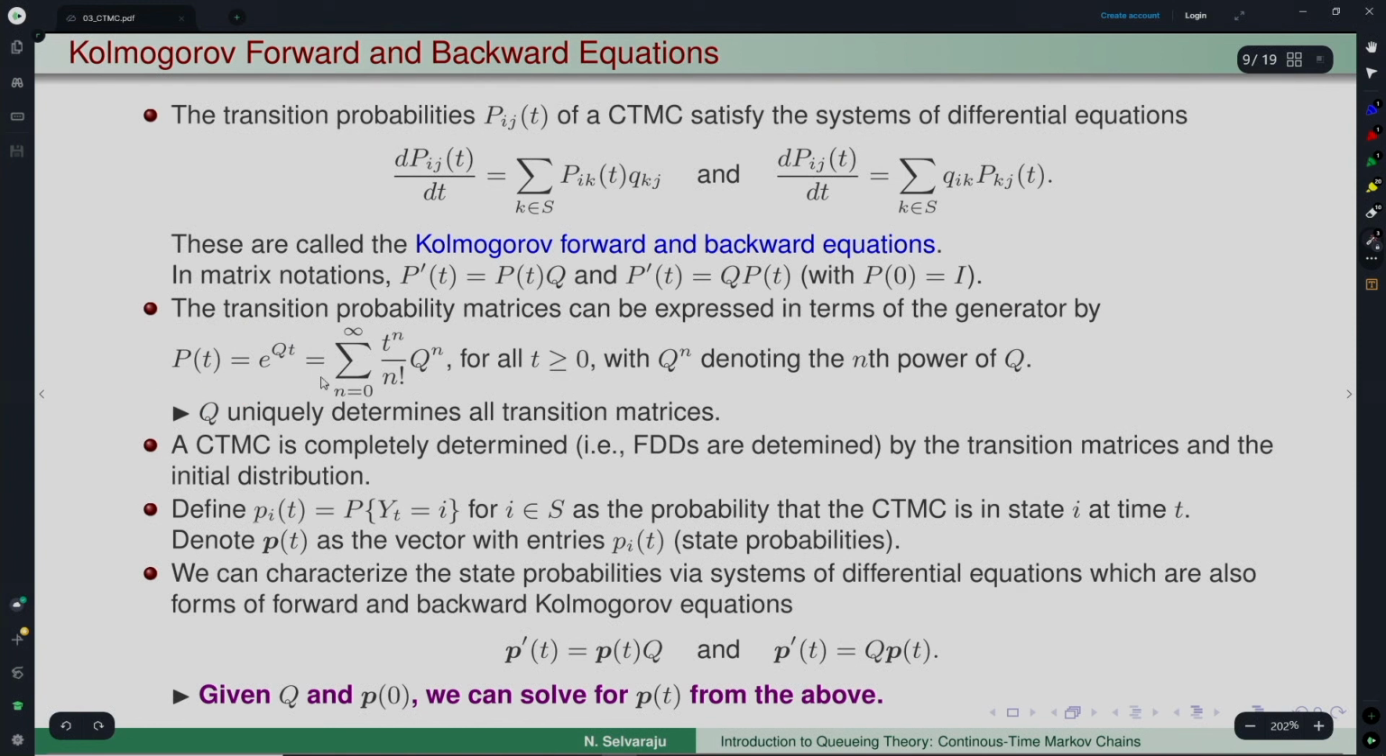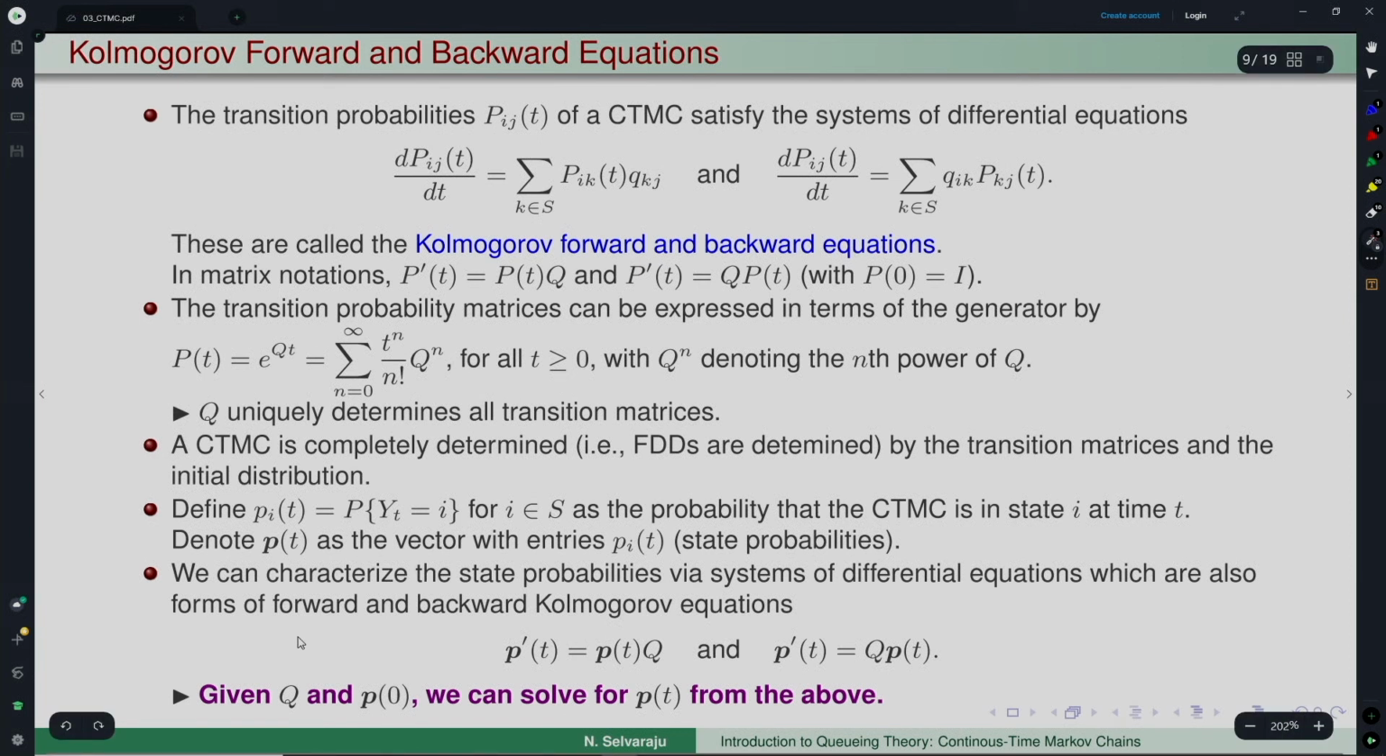Now, if you are looking at the state probabilities, which is of interest in our case, because rather than the transition probabilities, we will be looking at the state probabilities only. So, if we define P_i(t) to be the probability of being in state i at time t, and call the vector of these entries P(t), then again this P(t) can be characterized via the system of differential equations.